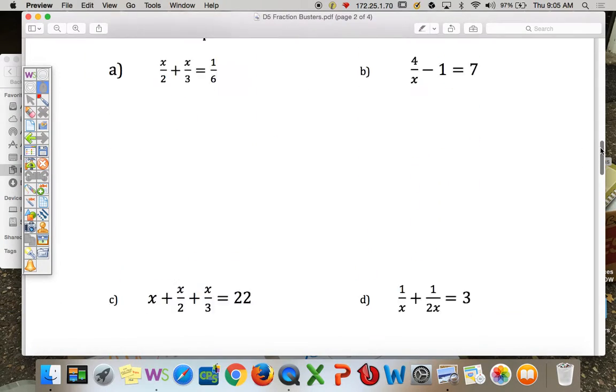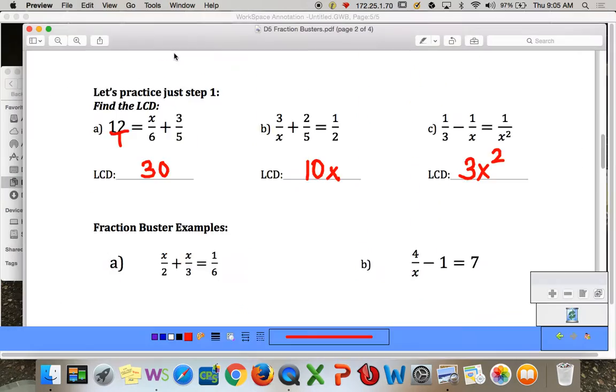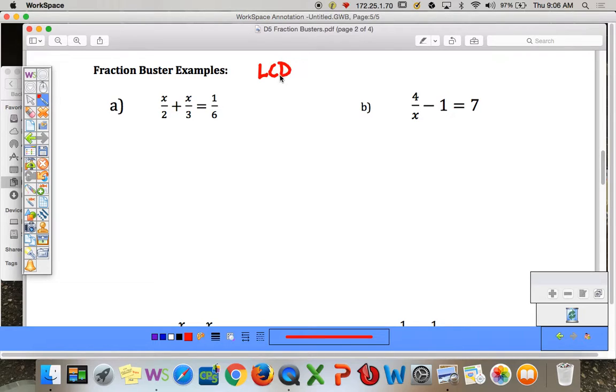So first step, lowest common denominator. I'm going to write that over here, LCD. 2, 3, and 6 all go into 6. Second step is we're going to multiply everything by 6. All right, so times 6.